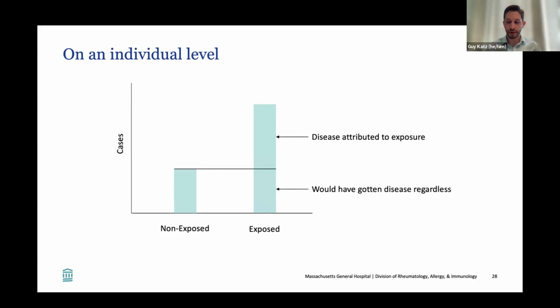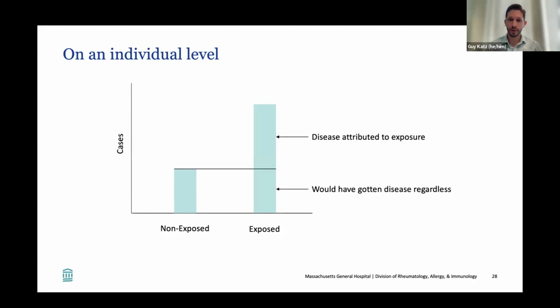The top part of the group is the number of people in excess of cases that developed in the exposed group. So you can say that the disease was attributed to the exposure. But it's important to remember that in that group, you would still expect the same number of people to develop the disease as the non-exposed, because that's just the baseline risk of people who are not exposed to that substance. So there is a certain number of people who would have gotten the disease regardless.